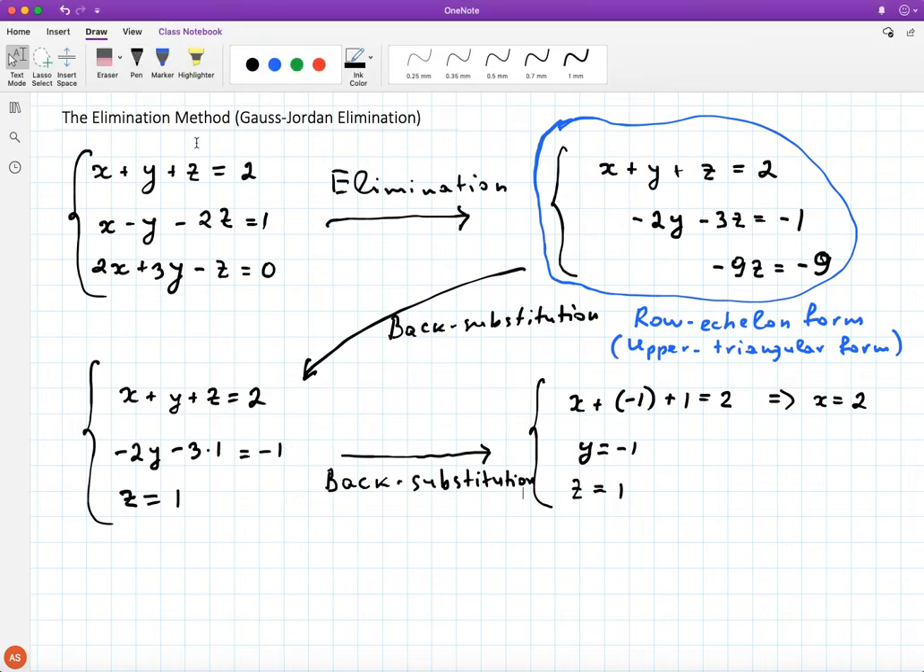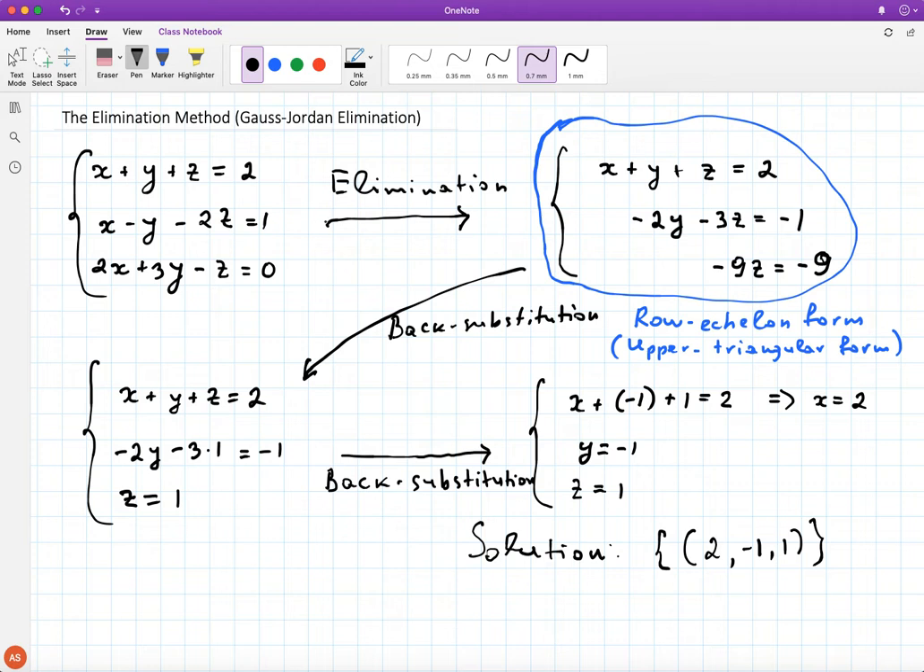And then we can substitute the value of y and the value of z into the first equation and solve for x. We find that x equals 2, y equals -1, z equals 1. The system has one solution and it is independent. So the unique solution that the system has is the triple 2, -1, 1.